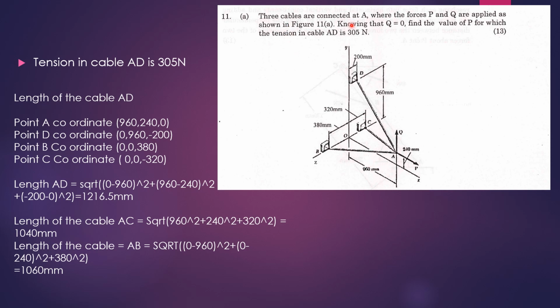The three cables are connected at A, where the forces P and Q are applied as shown in the figure. Q is given as 0. P is what we have to find, and the tension in cable AD is given as 305.